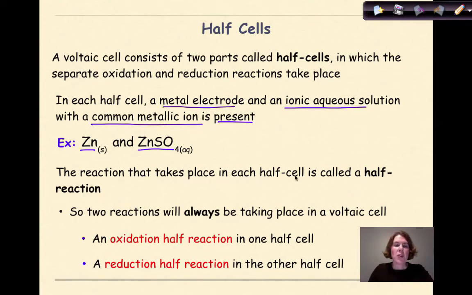The reaction that takes place in each half cell is called a half reaction, which should sound very familiar to you. So 2 reactions will always be taking place in a voltaic cell. An oxidation half reaction in one half cell, and a reduction half reaction in another half cell, which we've basically been talking about with redox reactions. You cannot have one without the other. Oxidation always accompanies reduction, and that's going to be the same thing here in this voltaic cell.